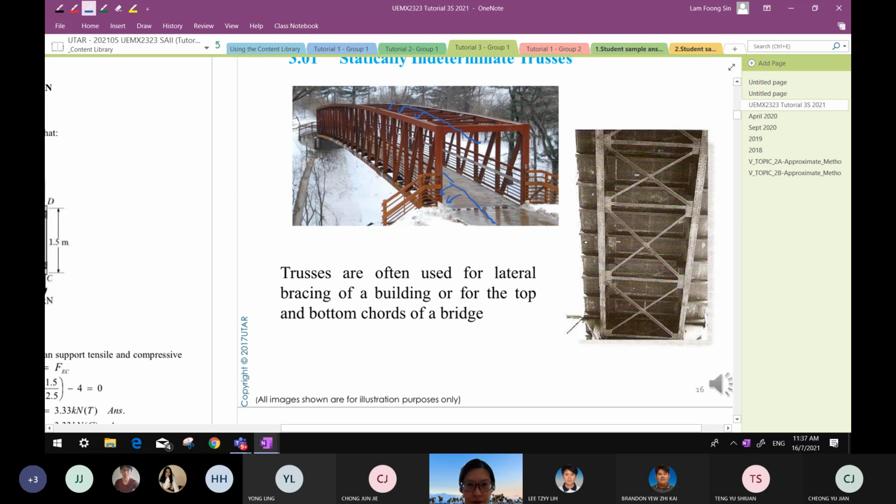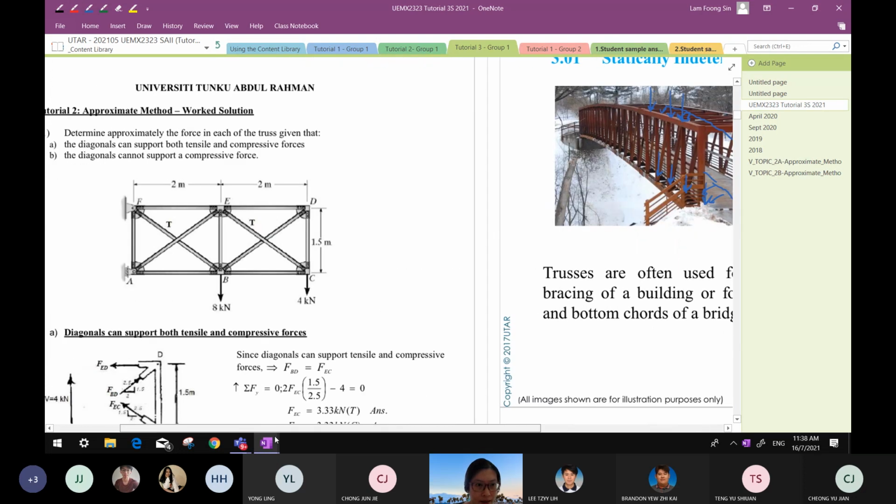So take the total weight, then divide it by how many joints you have, and put the load on the joints. So on the deck you have a joint, and all the dead load and live load will go into your joint. And then you've got your normal truss analysis like this.